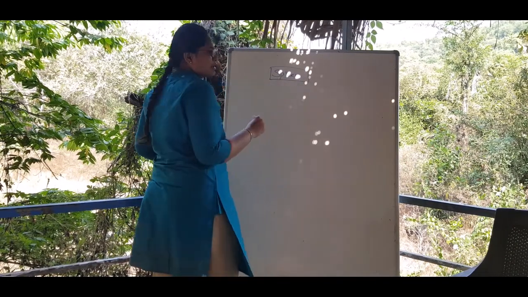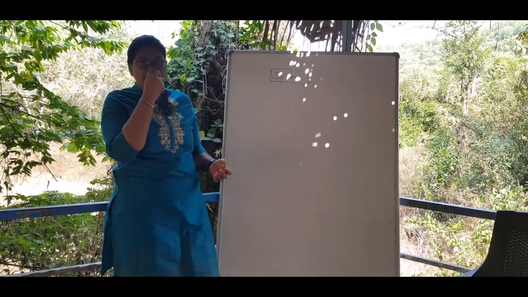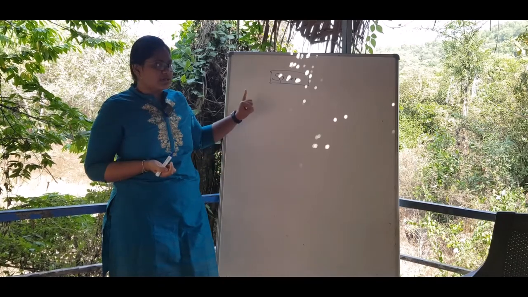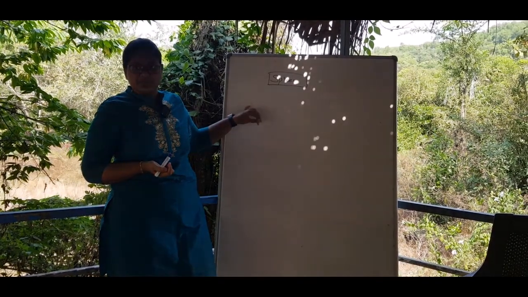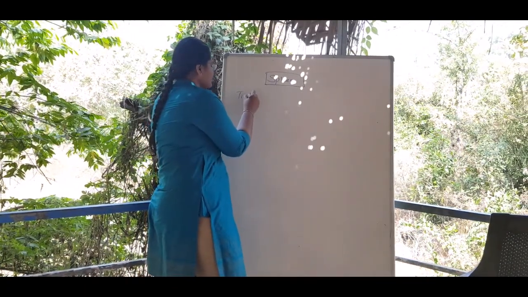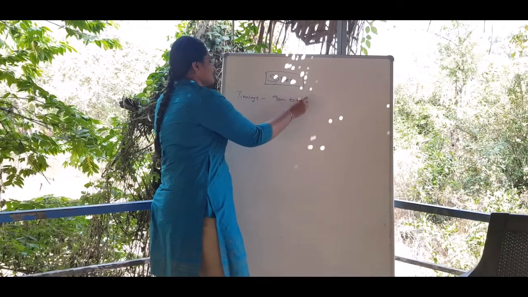Spleen is connected with many more organs. Like the brain, it is connected. Like the pancreas, it is connected. Spleen is very much essential. It is one of the organs of the immune system. Timings: 9 a.m. to 11 a.m.